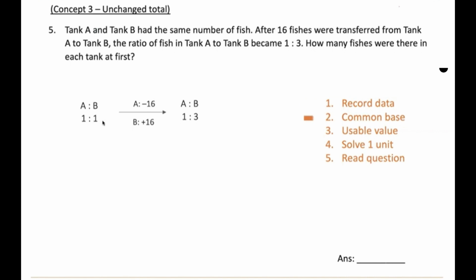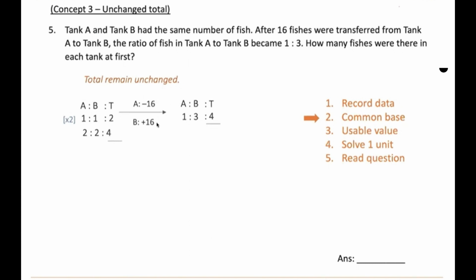Total unchanged. So total here, at first is 1 plus 1, 2. Here, 1 plus 3, 4. These two values have to be the same because total is unchanged. So I shall make them the same. Make it to 4. Okay, times 2. That's the easiest way to make it the same. Common base done. Step 3, look for usable value.